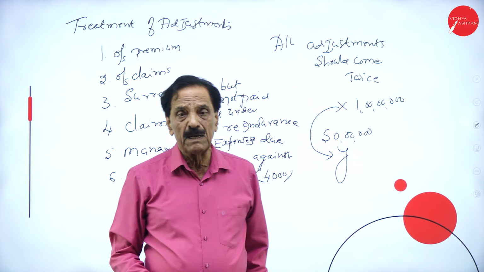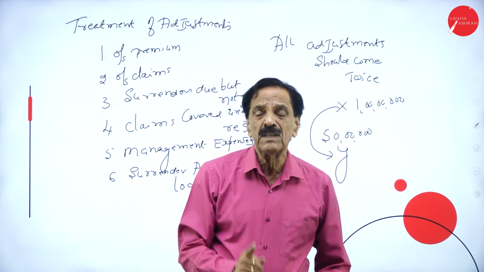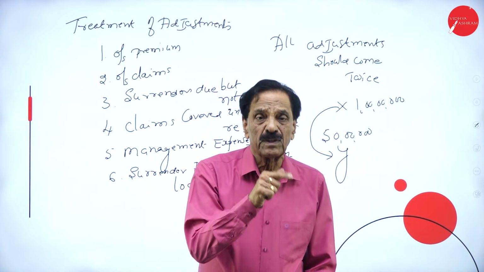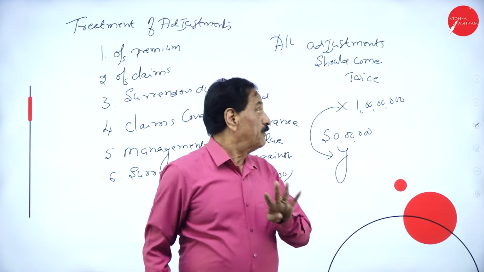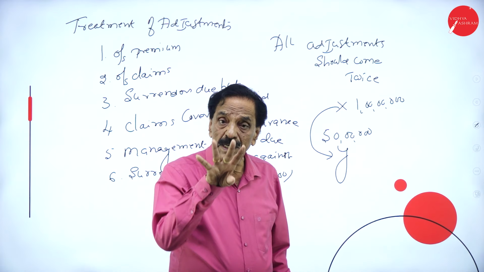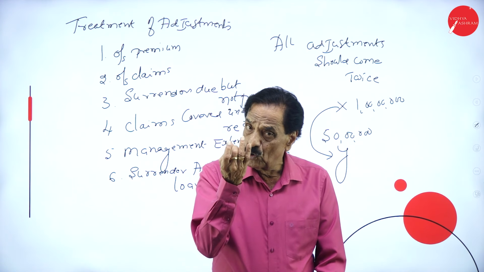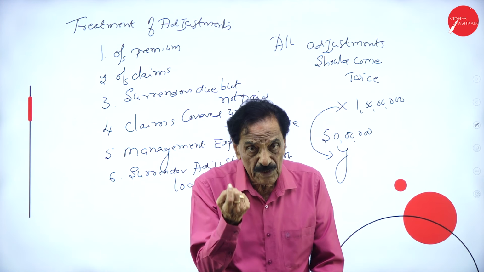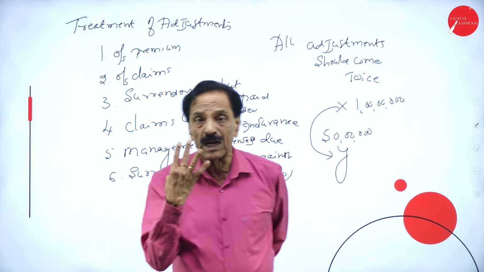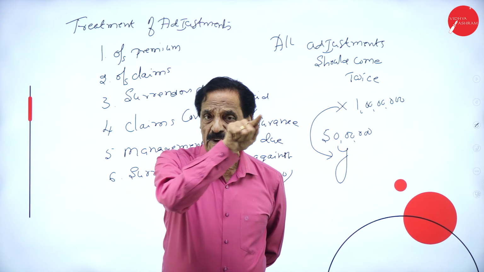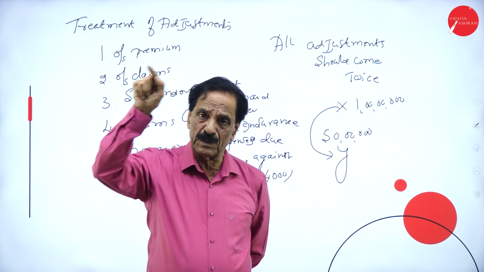One is the premium, second is the commission, third is the operating expenses, fourth is the benefit paid. In the benefit paid, we have got 4 items. One is the claim, one is the bonus, one is the surrender, one is the annuity. Which are the 4 items? One is the premium. So first is the premium.